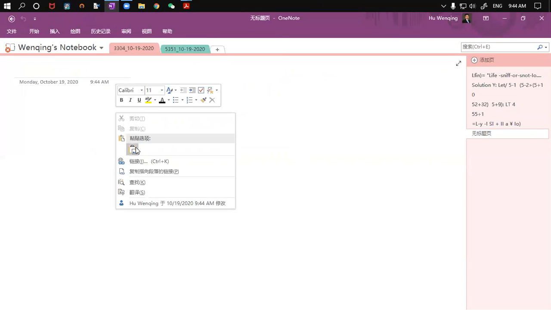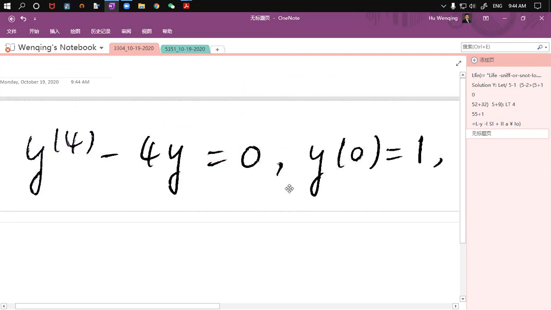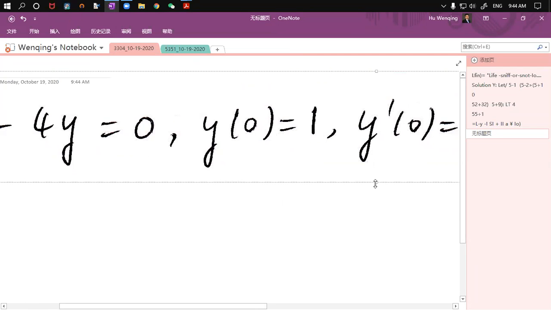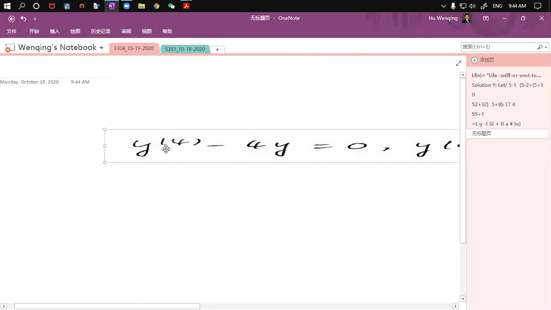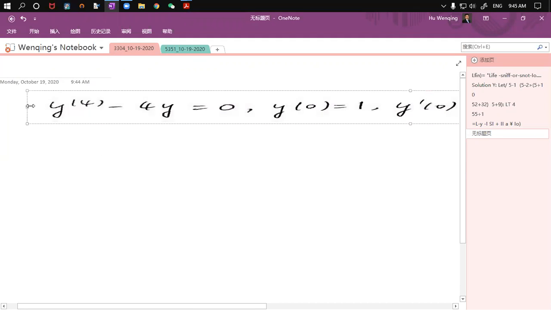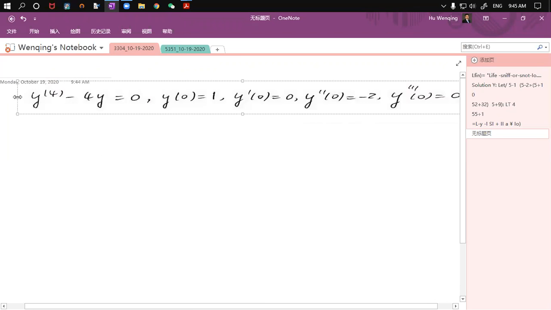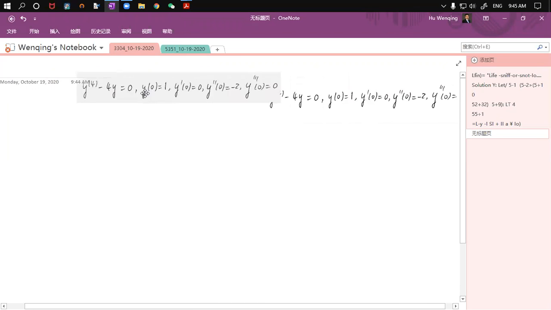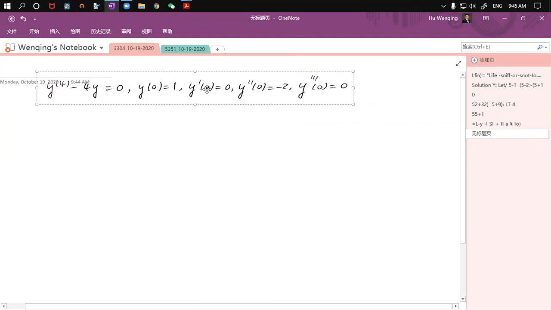Let me put it here. We're going to work out this differential equation. This one is just one moment. We're going to work this one out. This is a fourth order differential equation.